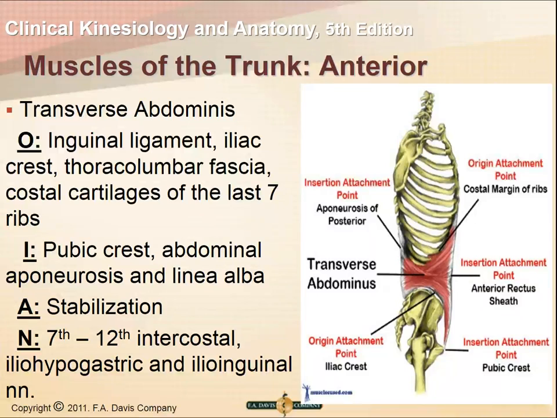Moving on to our transverse abdominis, the origin is going to be the inguinal ligament, our iliac crest, thoracolumbar fascia, costal cartilage of our last 7 ribs. The big thing to note with our transverse abdominis is that the direction of the fibers are going to be in a horizontal direction towards the midline. Our insertion is going to be down at our pubic crest, the abdominal aponeurosis, and the linea alba. And the primary job of the transverse abdominis is for stabilization of the lumbar spine. The innervation is going to be the 7th through 12th intercostal, iliohypogastric, and ilioinguinal nerves.